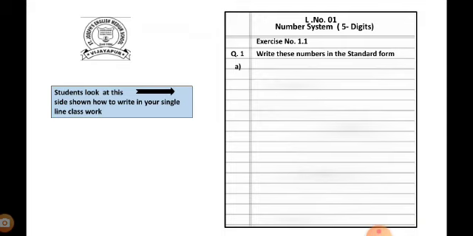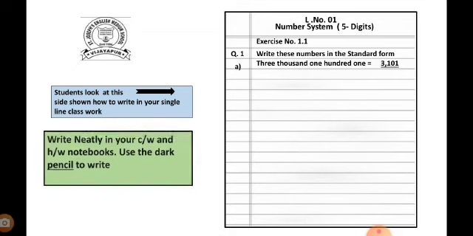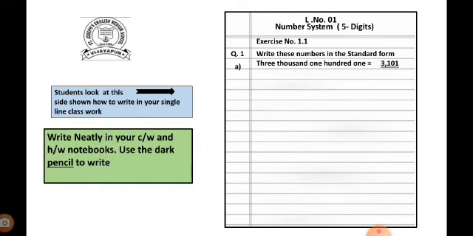Question A, 3101 equals 3101. Like this, you all have to write in your classwork and homework book using a dark pencil. Children, you are all staying at home. Please write neatly so that you can read and practice again at home.